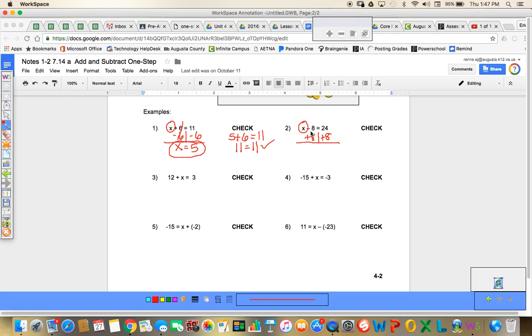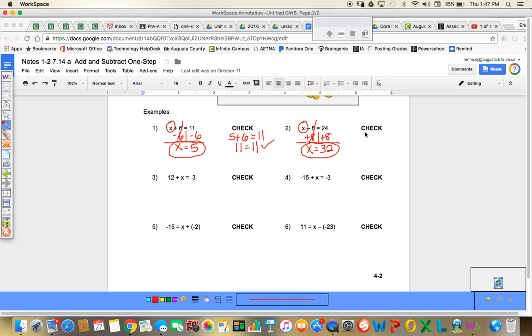Now, the reason why minus 8 and positive 8 cancel is because when we talked about integers, we said that subtracting 8 is the same as adding negative 8. So really, this minus 8 is worth 8 negatives. So if I add 8 negatives plus 8 positives, that equals 0 because of the additive inverse property. So they cancel, and x will equal 24 plus 8, which is 32. So x equals 32.